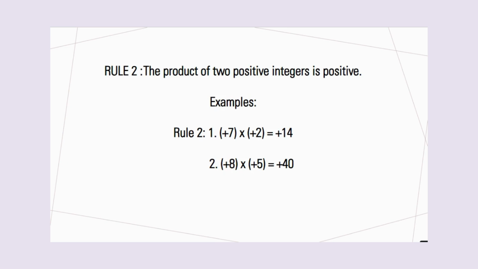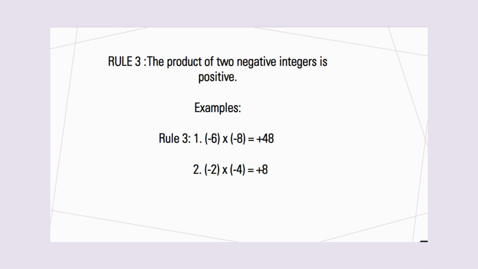Multiplication rule number 2. The product of two positive integers is positive. When you multiply two positive integers, the result is always a positive integer. For example, plus 7 into plus 2 is equal to plus 14. Here both numbers are positive. When you multiply plus 7 by plus 2, which gives plus 14. Since both numbers are positive, the product is also positive. In example 2, plus 8 into plus 5 is equal to plus 40.